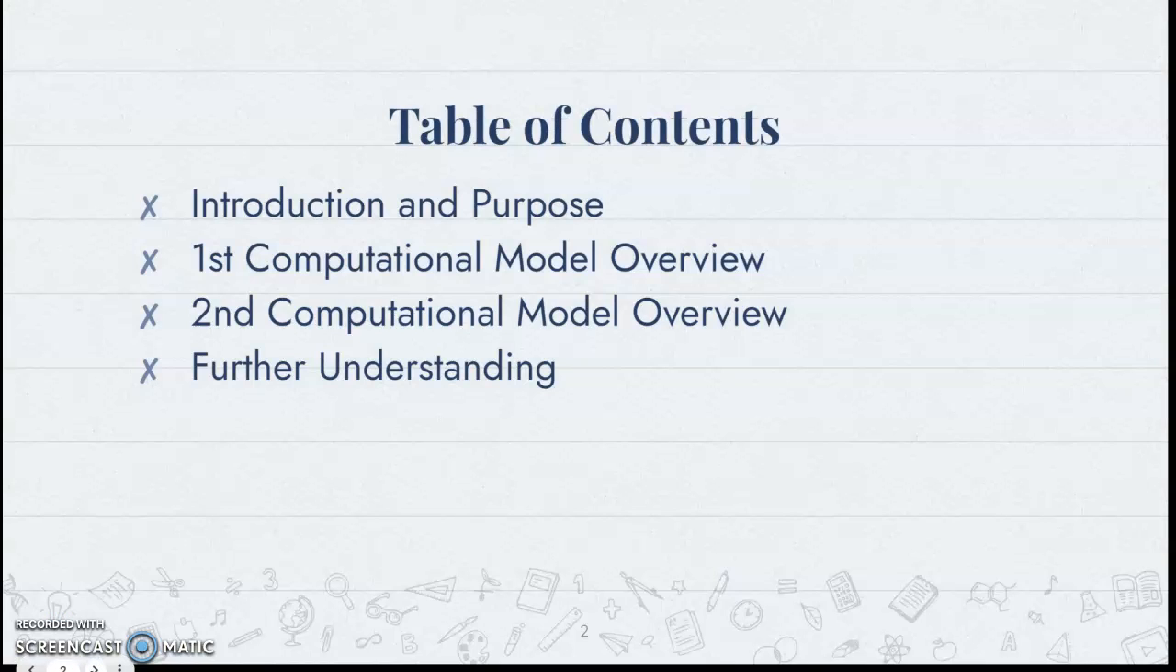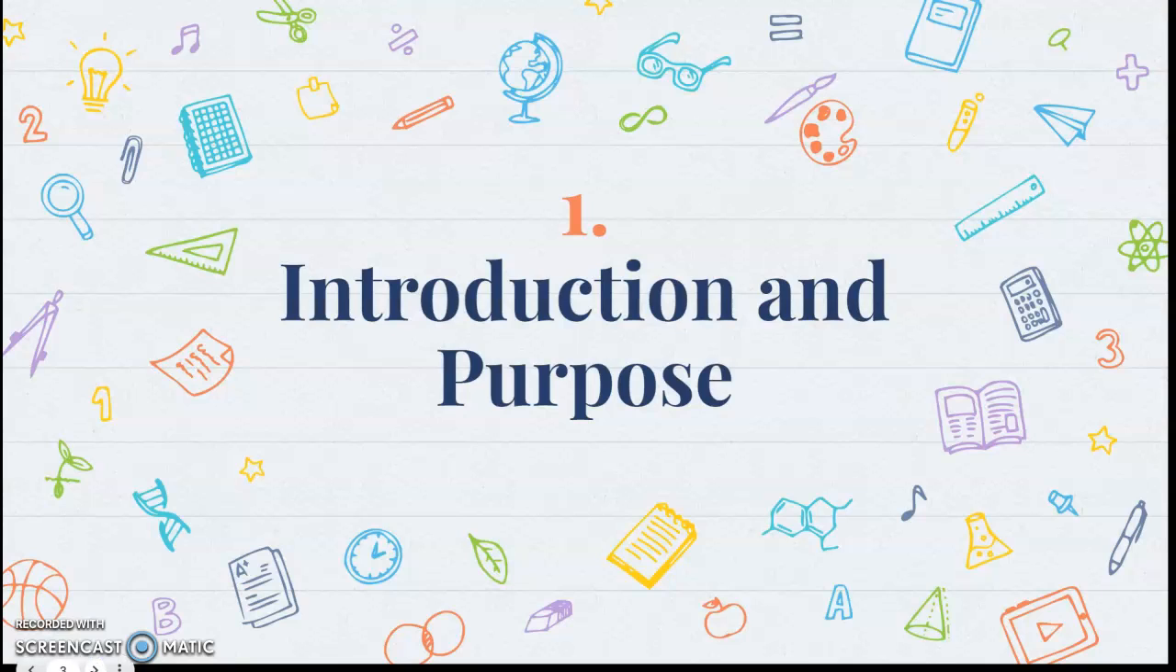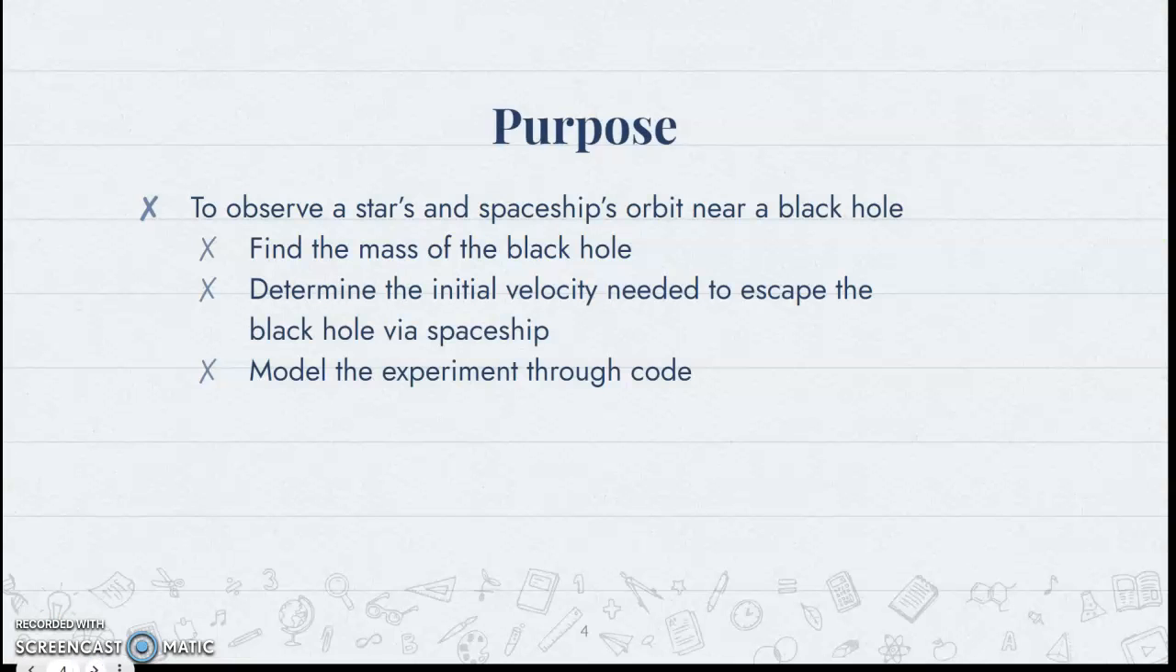Today we will be doing a lab on black holes, and we will go over the purpose of this lab, both computational models, and get some further understanding. So the purpose of today's lab is to observe a star and a spaceship in orbit near a black hole, find the mass of the black hole, determine the initial velocity needed to escape the black hole via spaceship, and we will model this through GlowScript.